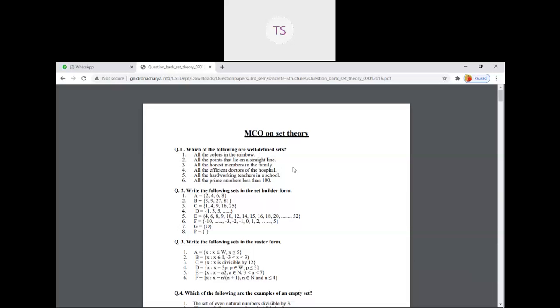So the first one is all the colors in the rainbow. Next, all the points that lie on a straight line. All the honest members in the family. Then all the efficient doctors of the hospital. All the hardworking teachers in a school. And all the prime numbers less than 100. Now, which of the following are well-defined sets? Now, tell me, anyone?